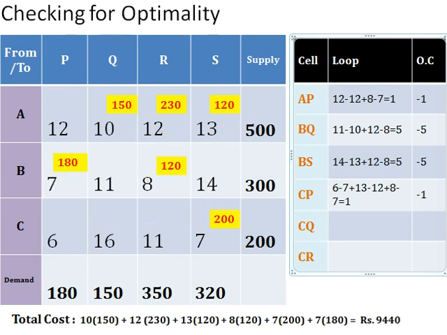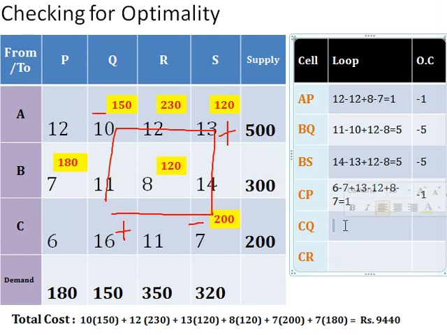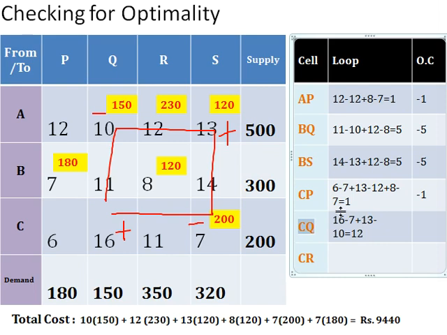Similarly, for next unoccupied cell CQ, we can calculate if we moving from here, then here, here, and loop is over. So plus, minus, plus, and minus. So the loop value we can have is 16 minus 7 plus 13 minus 10, and that summation will bring you 12. So opportunity cost we have is minus 12.